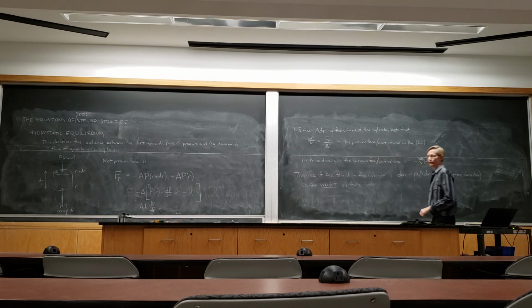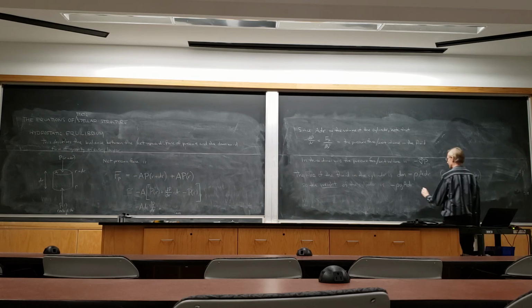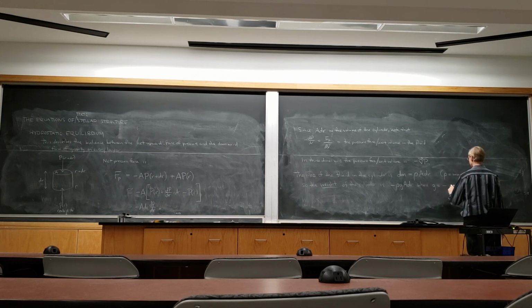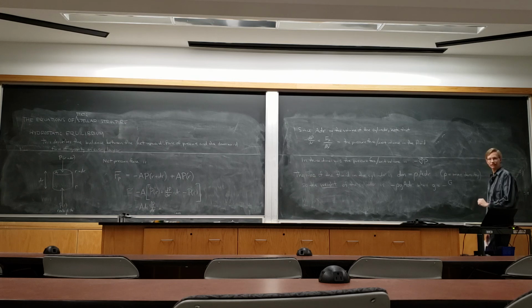So the weight of the cylinder, the force of gravity on it, is going to be minus rho g A dr, where g is the local acceleration due to gravity. That will be g equals minus capital G, the gravitational constant, times M sub r over r squared, where M sub r equals the mass inside radius r.